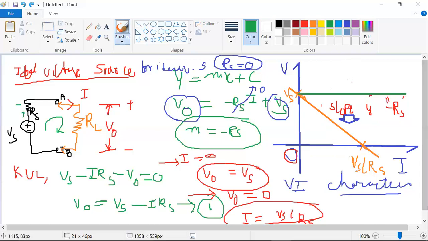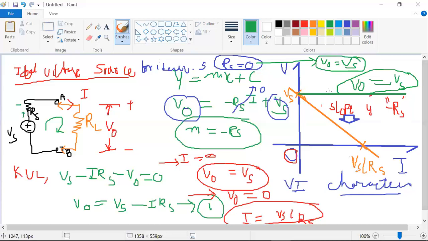So let me write, V naught is equal to Vs. It means the output voltage is equal to the supply voltage, or the terminal voltage is equal to Vs. In this case V naught, the terminal voltage, is constant at any value of load current. Hope you understand. What is the slope? Slope is 0. There is no slope. So an ideal voltage source always provides a constant terminal voltage for any value of load current.